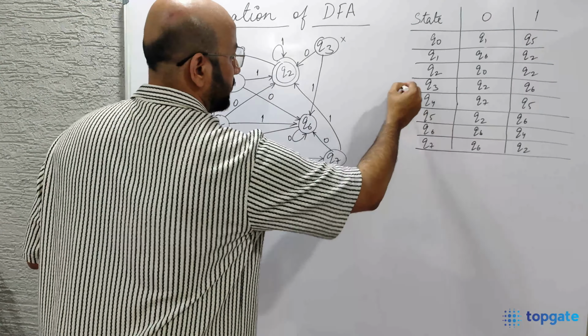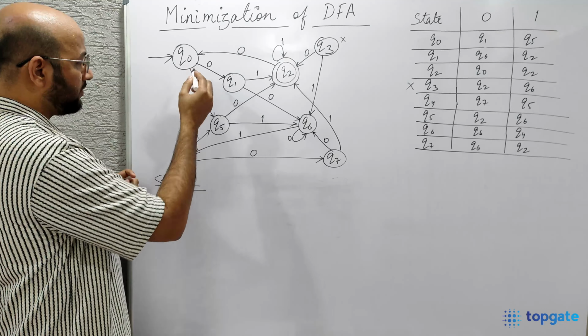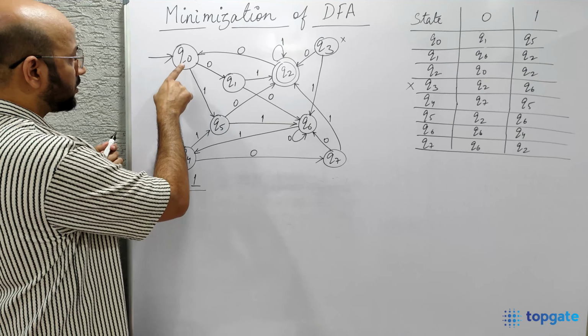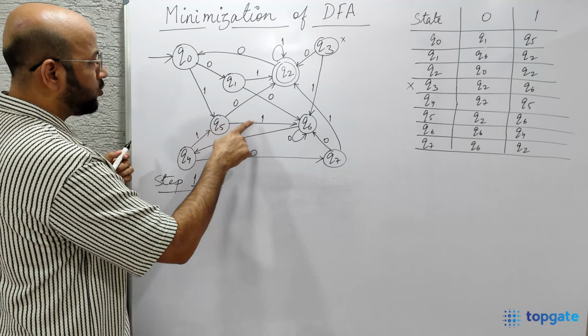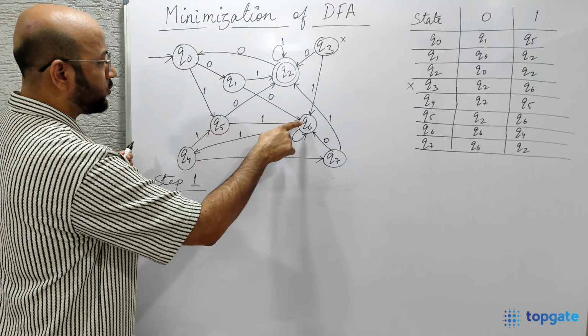Now if I talk about Q4, there is a path from Q0 to Q5 and then Q5 to Q6 and then Q6 to Q4. So Q4 is fine. If I talk about Q5, the Q0 to Q5 path is there. If I talk about Q6, Q0 to Q1 and Q1 to Q6 path is there, no problem. If I talk about Q7, then again Q0 to Q1, Q1 to Q6 and then Q6 to Q4, Q4 to Q7. So there is a path available to Q7 also.